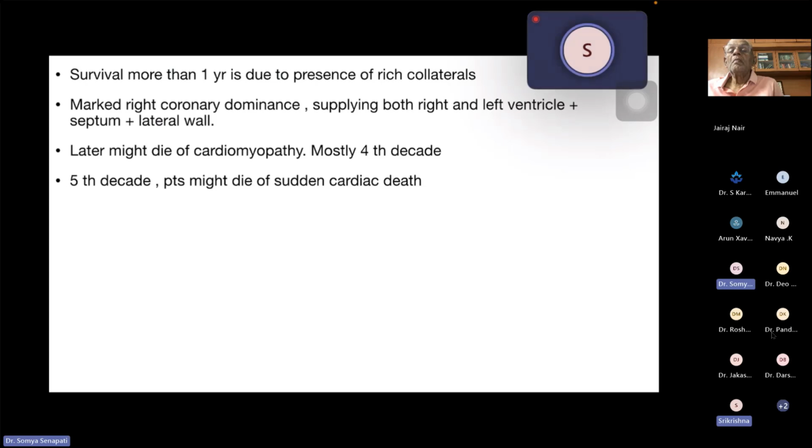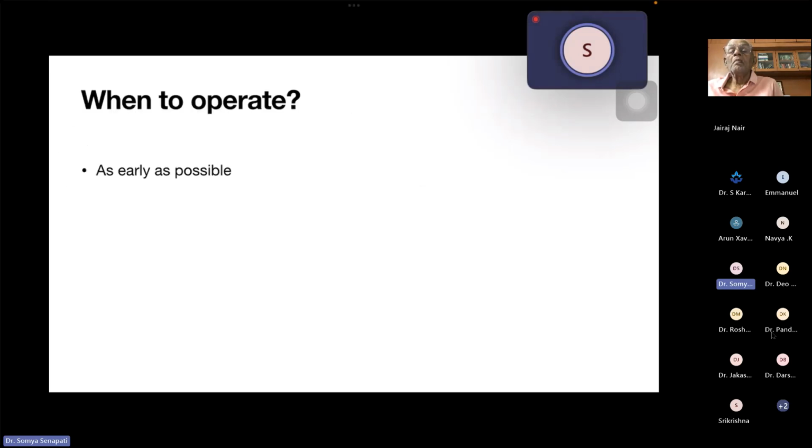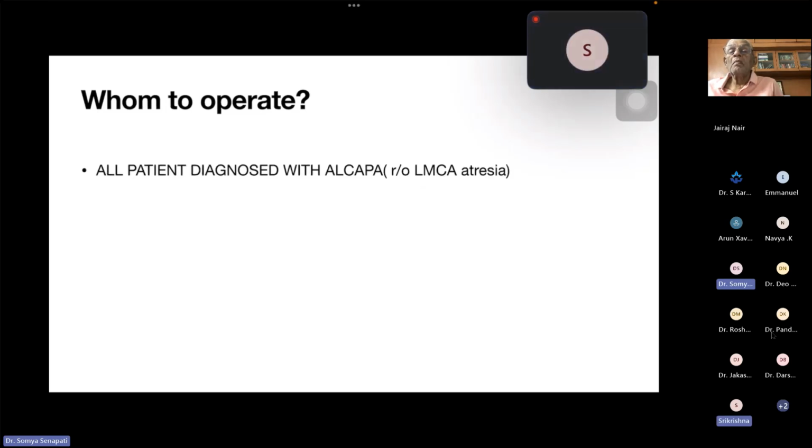They might die later from cardiomyopathies, mostly in the fourth decade, and in the fifth decade, patients might die of sudden cardiac death. So when to operate: as early as possible, and whom to operate? All patients diagnosed with ALCAPA. We can rule out left main coronary atresia.